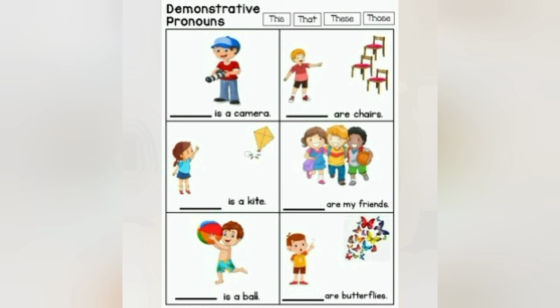Dash is a ball. We have used this because the ball is single and close to the boy. So this is a ball. Those are butterflies. Butterflies are plural and far from this boy, so we use those.